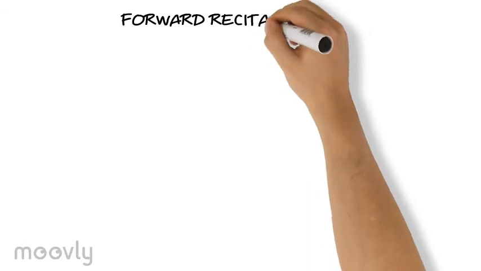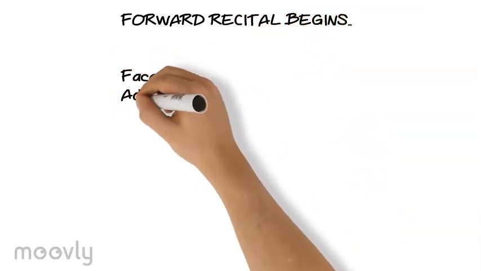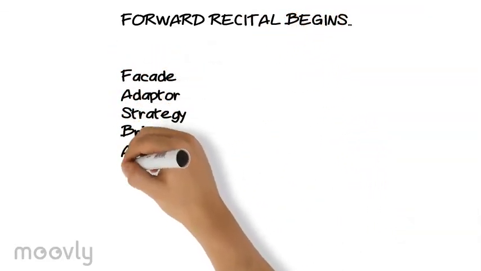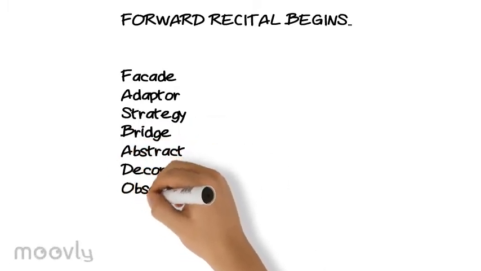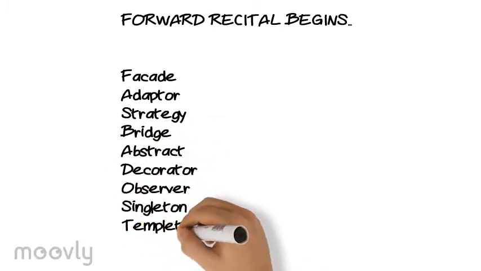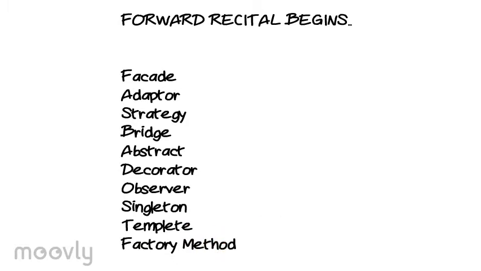Forward the cycle: facade, adapter, strategy, bridge, abstract, decorator, observer, singleton, template and factory method.